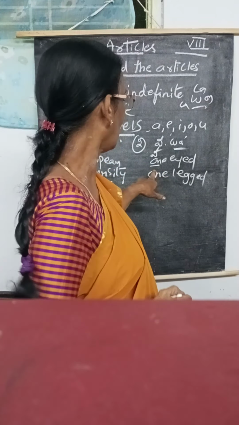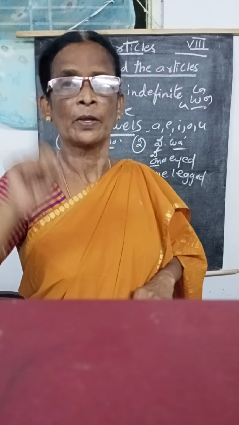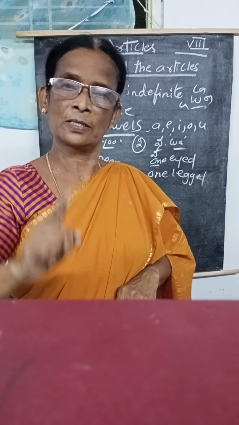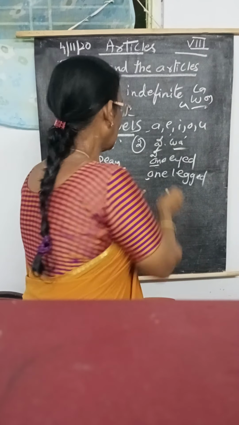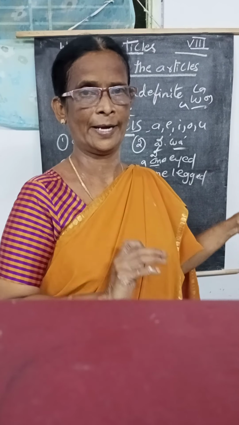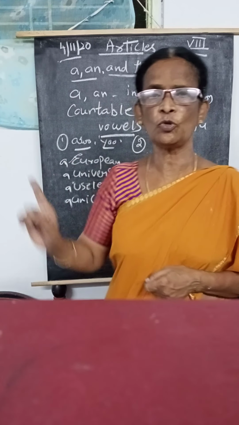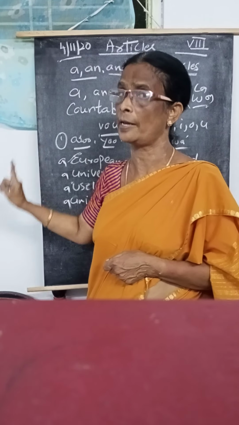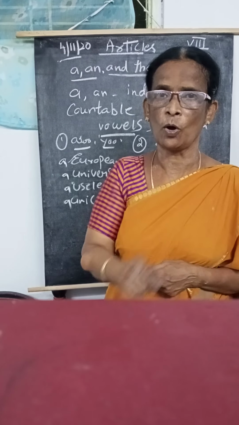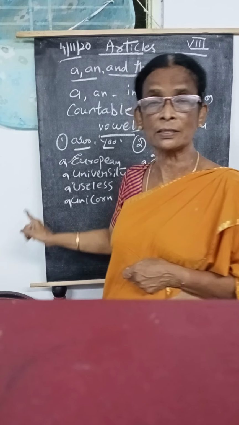Okay, ma'am? But here, O is the vowel, but we got the consonant sound. That's why, instead of an, we are writing a. A one-legged person, a one-eyed person. Okay, ma'am? First one is the U sound and second one is the wa sound. These two you remember. Whereas you got the U sound, you have to write a but not an, because these are consonant sounds, though the letters are vowels.